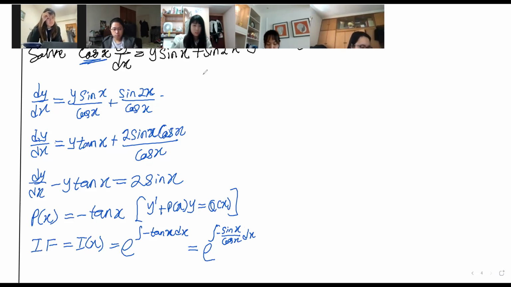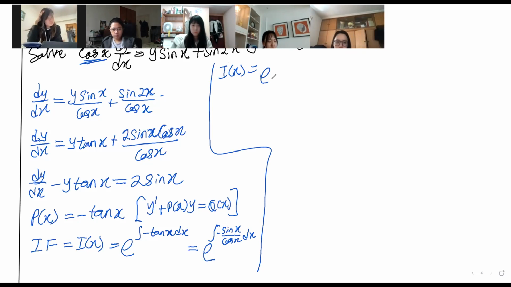And we all know that this integrating factor now will become exponential, because the derivative of cos is minus sine. So this is ln cos x, isn't it? No, ln cos x. There's no need for plus c.